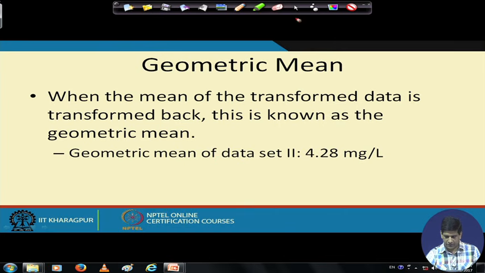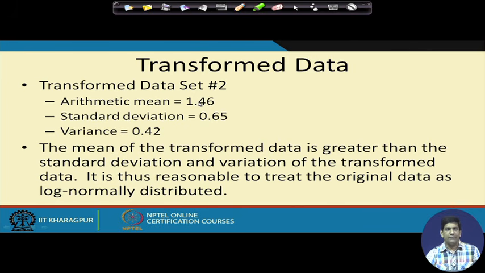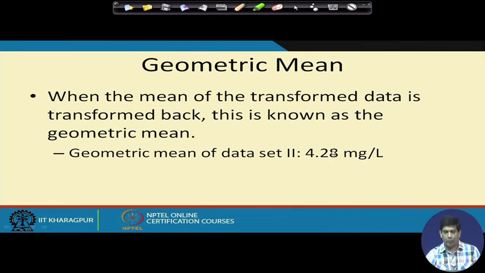Let's see, what was that number? It's 1.46. So if you do e to the power of 1.46, you will get 4.28. Since it is log normal, we call it the geometric mean, so that we can differentiate between the data set which is normally distributed and the log normally distributed.